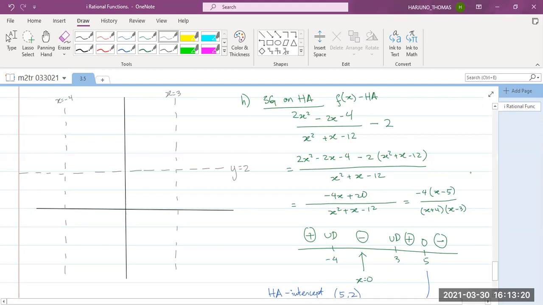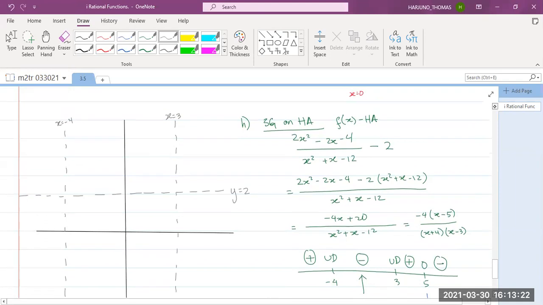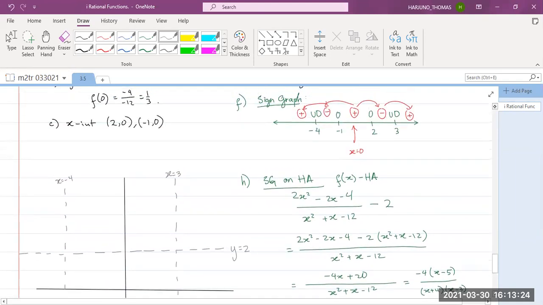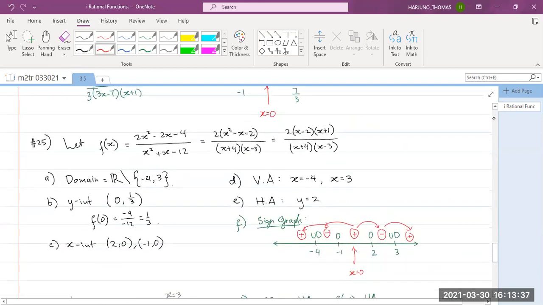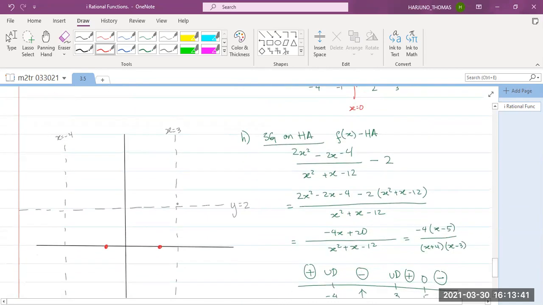Okay, and then how about x-intercept, y-intercept? I forgot the details. X-intercepts: 2, 0 and -1, 0. Those are the x-intercepts. And how about the y-intercept? 0, 1/3. 0, 1/3 here.